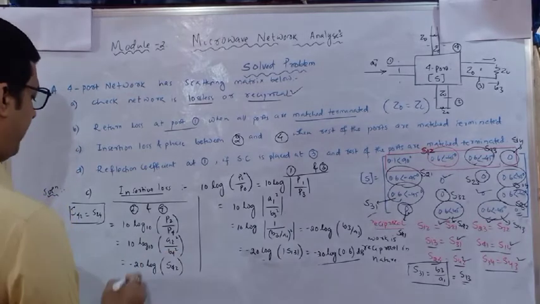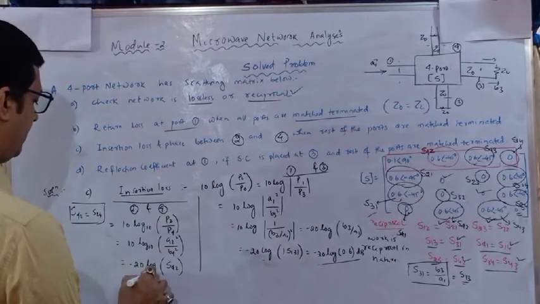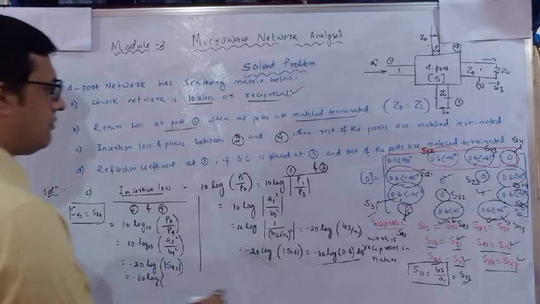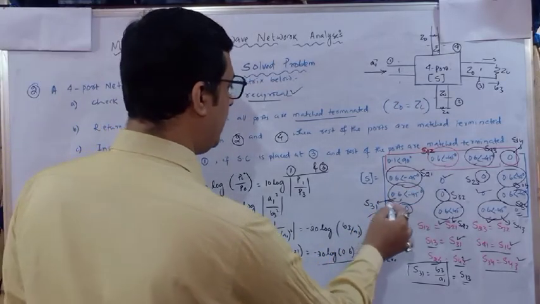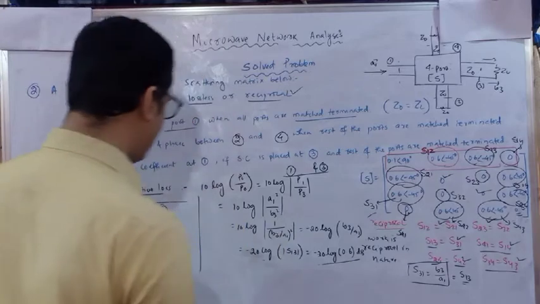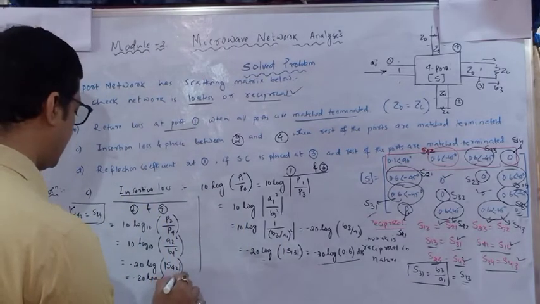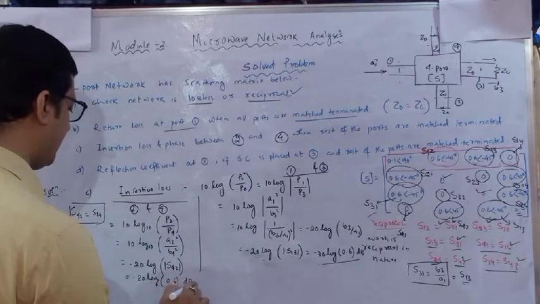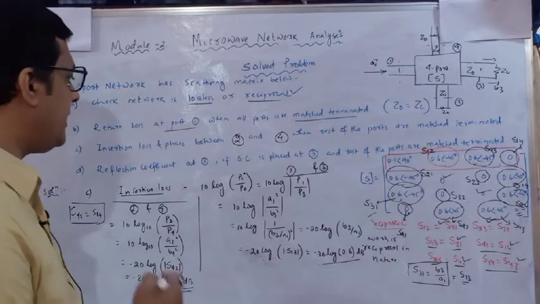Now in place of S42, you try to substitute the given value. This is mod of S42. So what is S42? S42 is 0.6. So here it is 0.6 dB. Done. So solve this, you will get your relation.